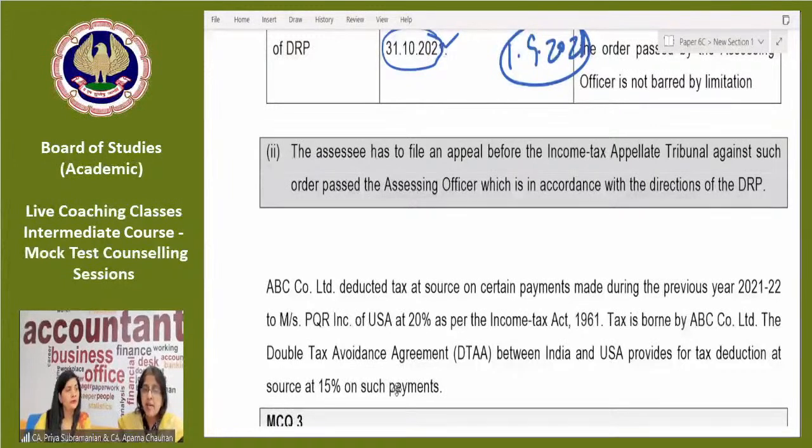It says that ABC Company Limited deducted tax at source on certain payments made during the previous year 21-22 to PQR Inc. of USA at 20% as per the Income Tax Act. Tax is borne by ABC Company. The DTA between India and USA provides for tax deduction at source at the rate of 15% on such payments. So under the DTA, the lower rate is available. So actually tax could have been deducted at the lower rate itself. But tax has been deducted at the higher rate and it's been borne by ABC Company Limited itself. Now let's see what's the question.